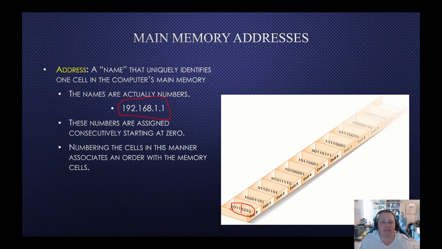They're usually sequential, starting at 0 and numbering up through however much memory you have. And what that's going to do is you are going to order that memory and you're going to be able to find things much faster.